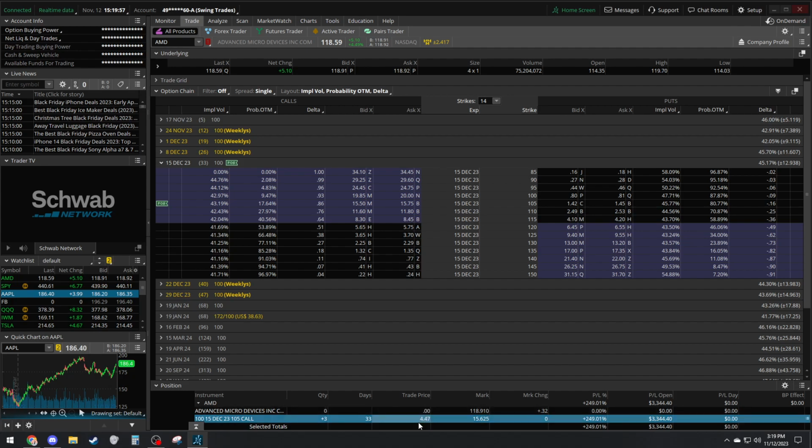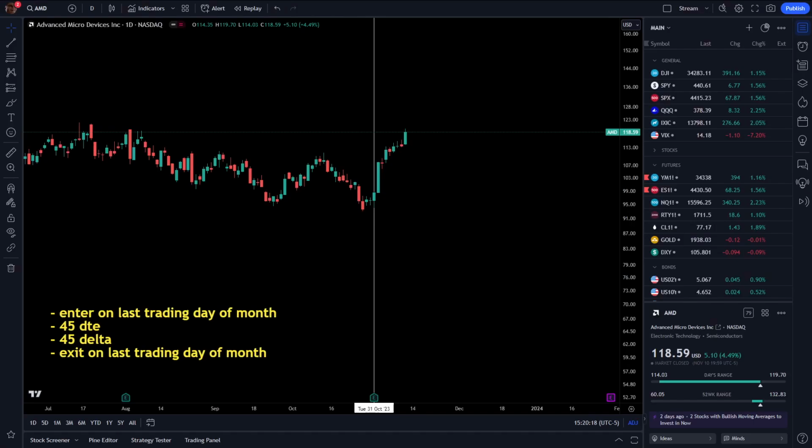We bought these at $4.47 apiece, and they're worth $15.62. So we're about 3 strikes in the money right now, so it's looking good. And we still have 33 days left on the contract. I won't be running this into the 0DTE, of course. So let's go into the charts a little bit.